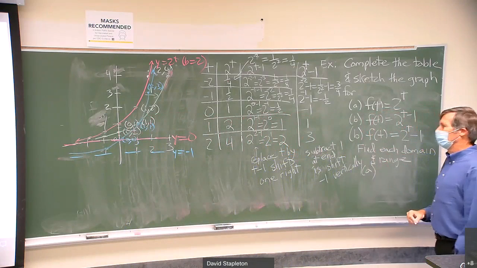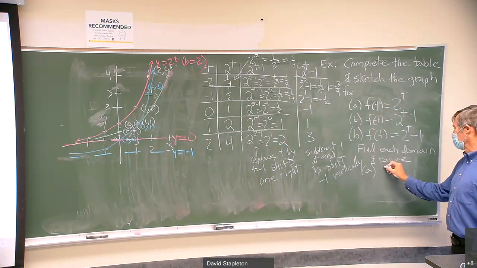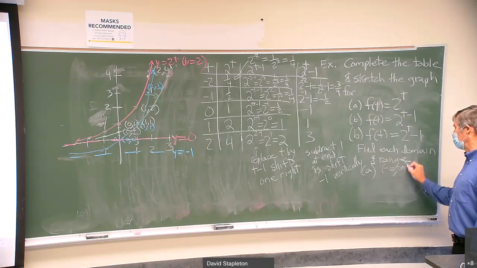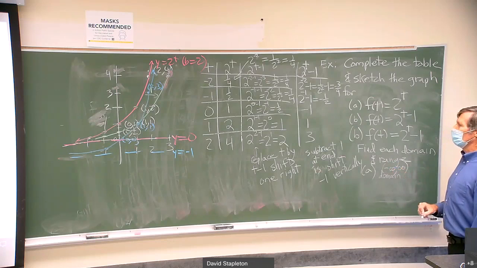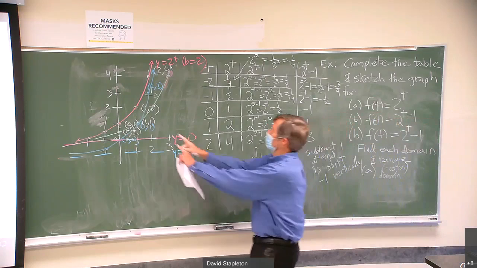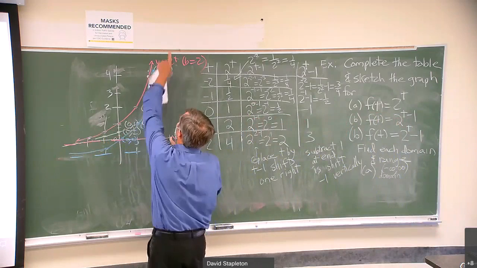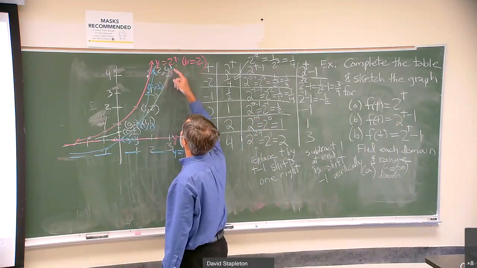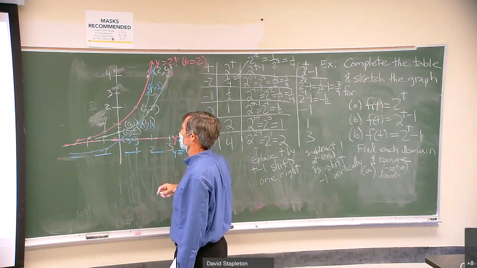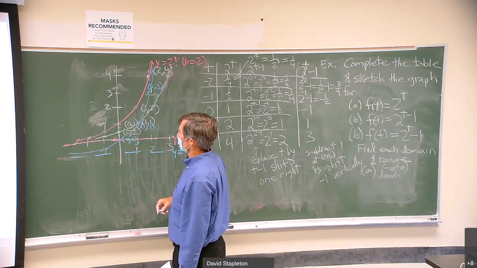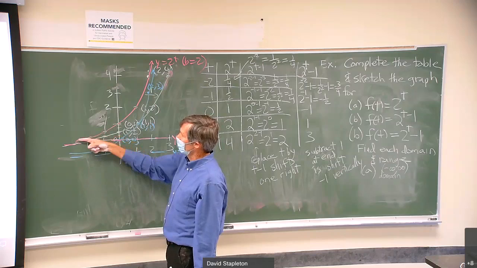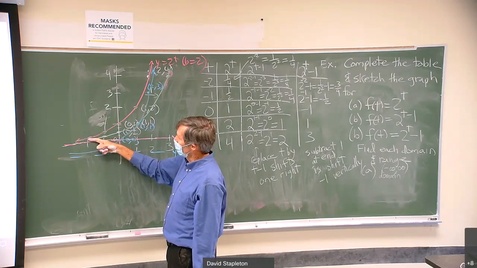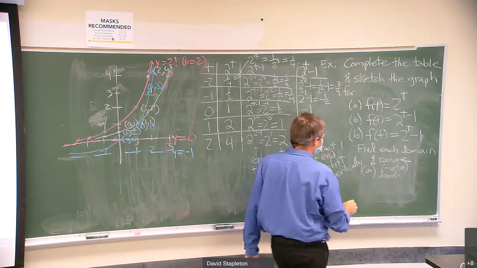For A, what's the domain? All real numbers, so we can put minus infinity to infinity, or you can put a big R for real numbers. Because you can put in any number, the graph goes on forever in both directions. You can take 2 to any number, so this is defined for all t. What's the range? All the y values that can come out. This asymptote tells you you can't get to 0 or less. It never touches the asymptote. So the range is y greater than 0.